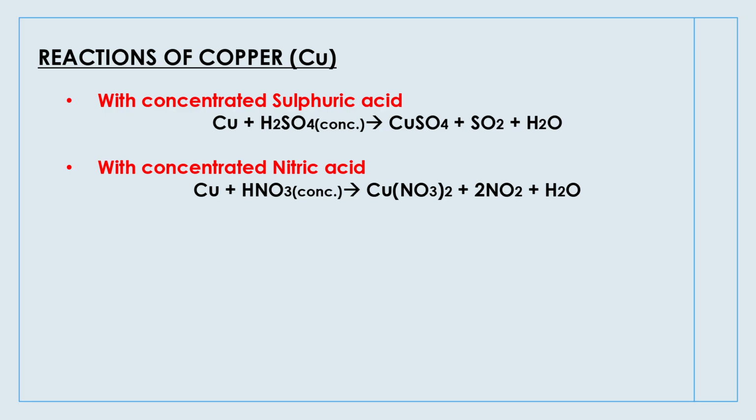You can easily see that with sulfuric acid, copper sulfate is formed and sulfur dioxide gas is evolved. For nitric acid, copper nitrate is formed and nitrogen dioxide gas is evolved. In both cases, concentrated acids are used.